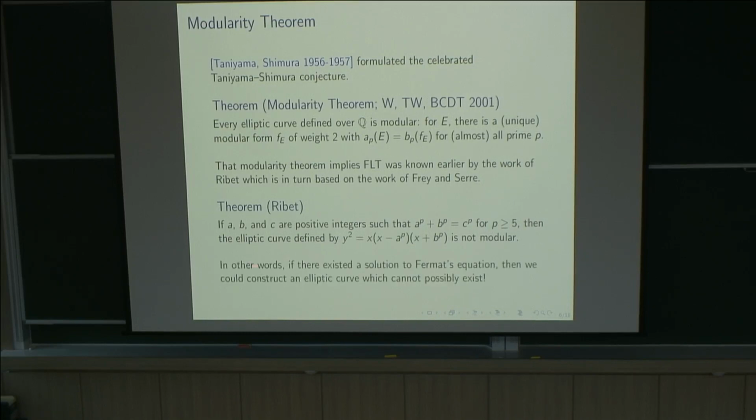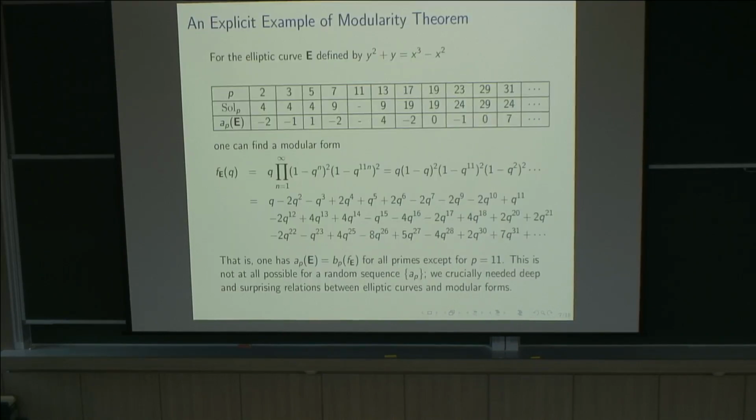Right. So what I just said: if there exists a solution to Fermat's equation, then we can construct an elliptic curve, which cannot exist. So that's the proof. That's how it goes. Right. So let's get back to this example with the table. The claim is that if the modularity theorem is true, which is the case, there should exist a modular form with the coefficients given by the solutions of this elliptic curve modulo P.